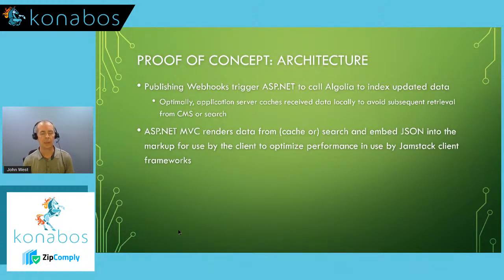Let me just say that again. When the CMS invokes the webhook on the application server, it passes the data to the index and should cache it. But instead, I'm using an ASP.NET MVC solution that renders the data. It should come from the cache, but in my case, it's coming from search.